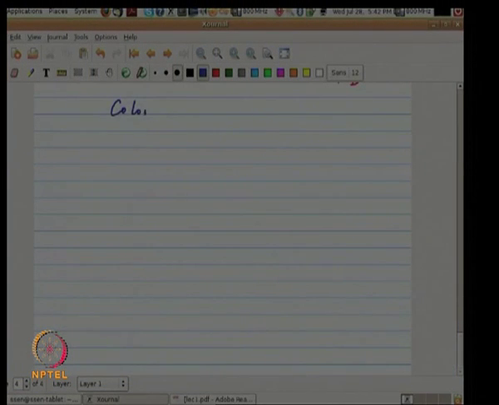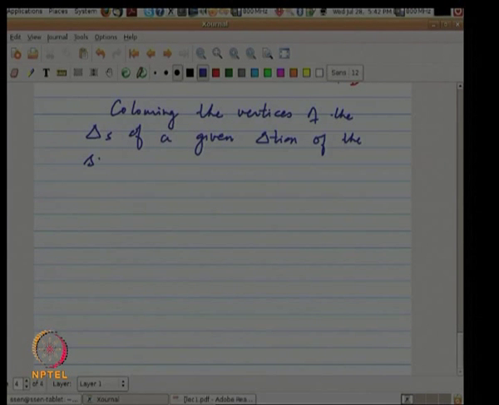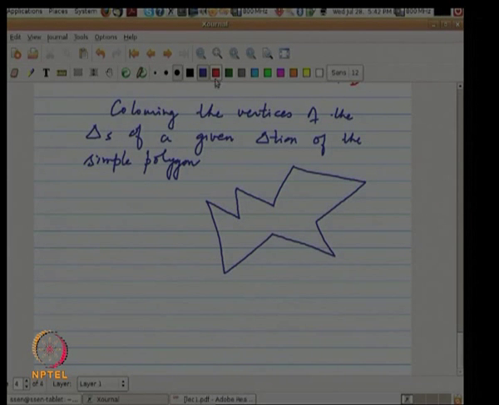So, this is what I will use. I will make a reference to what I call the coloring of the vertices of the triangles of a given triangulation of the simple polygon. So, you consider any simple polygon, and I consider a triangulation of that. This is a possible triangulation of a simple polygon.